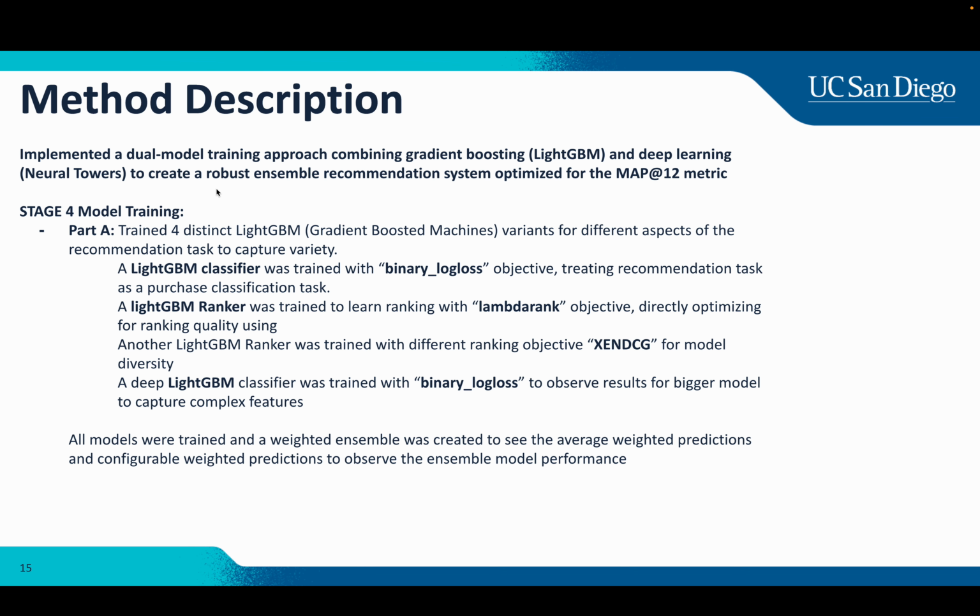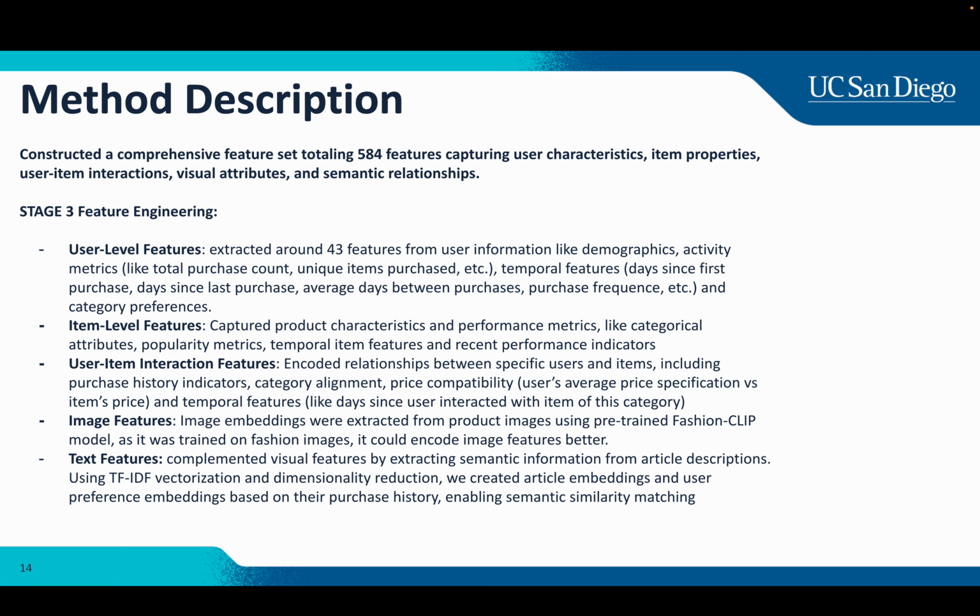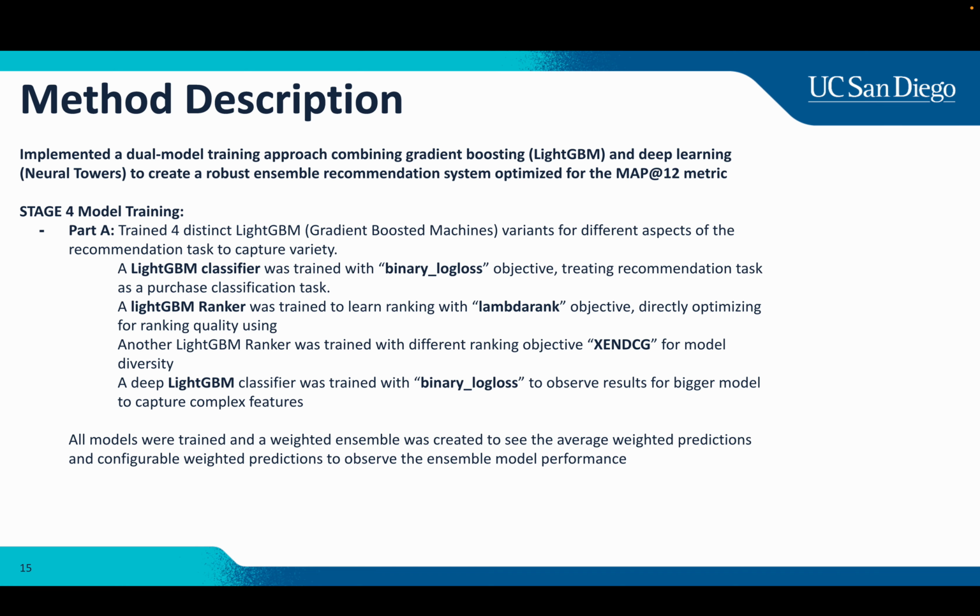So now that we have prepared a data set, and we also have prepared the features on which we want to train, we start with the method description for training the model. The first part was I started with the gradient boosted machines. So these are like boosted decision trees, and I used various aspects of them.